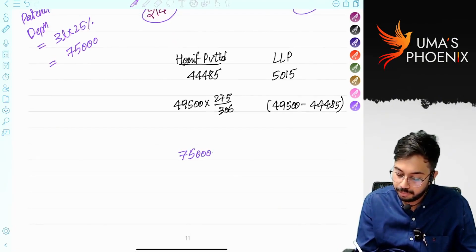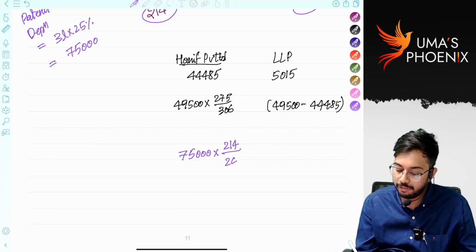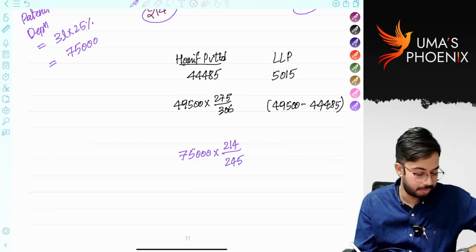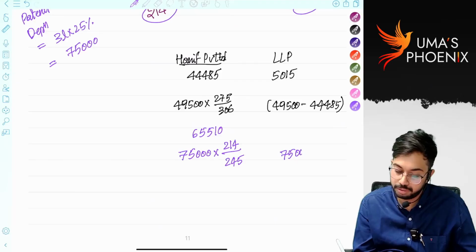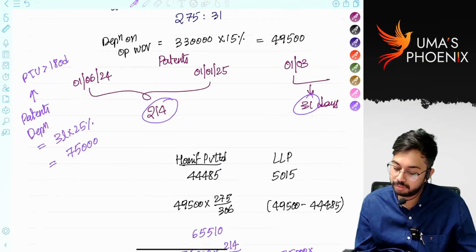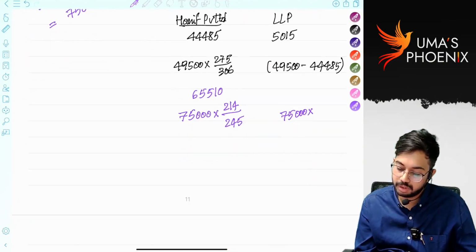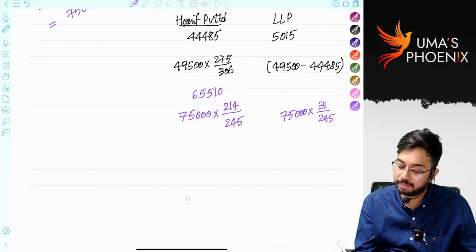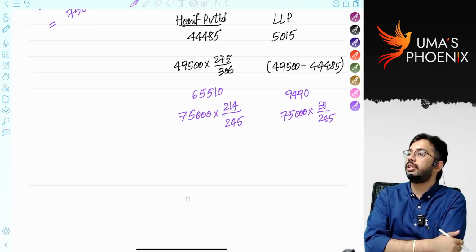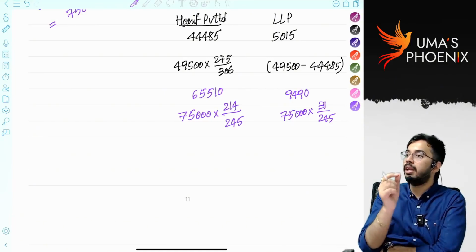75,000 into 214 divided by 245. How much? And here 75,000 into 31 by 245. How much? Now, did you understand how to apportion the depreciation? Is it clear? Apportionment takes place in the middle of the year.